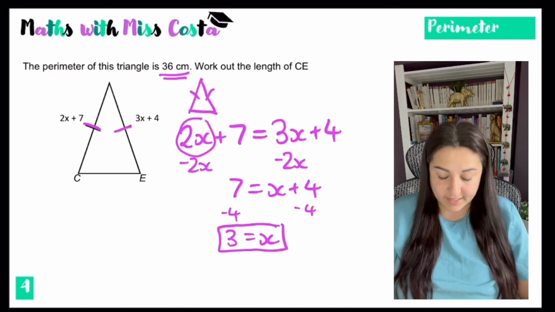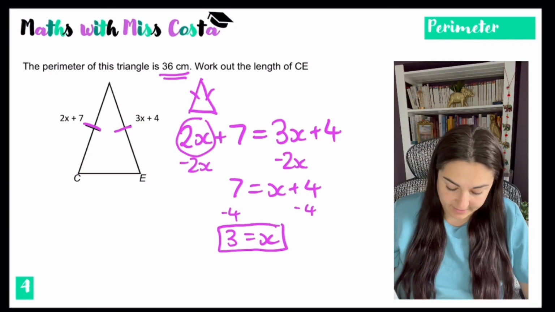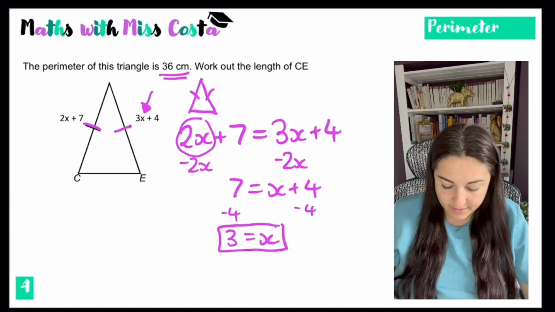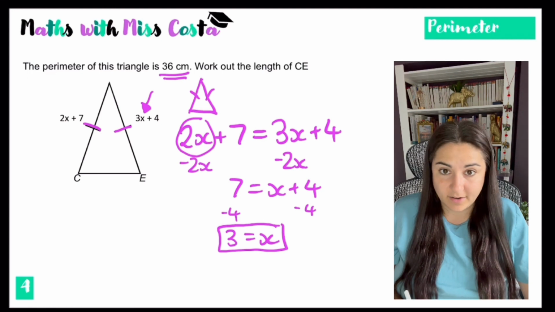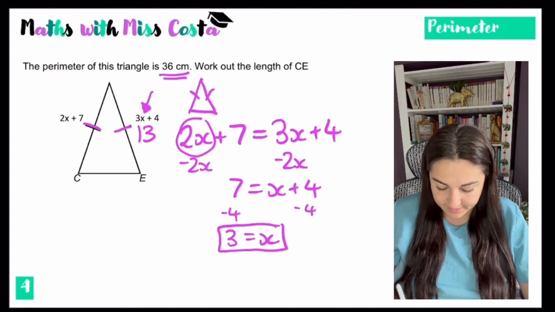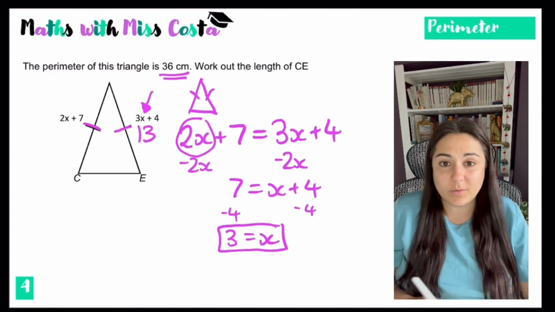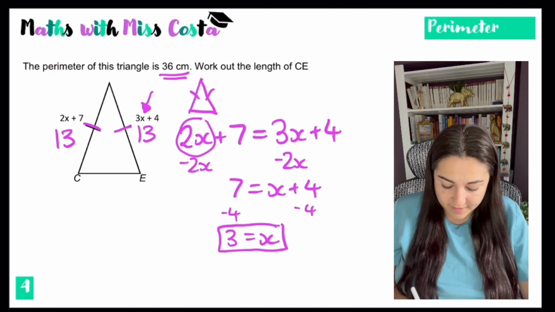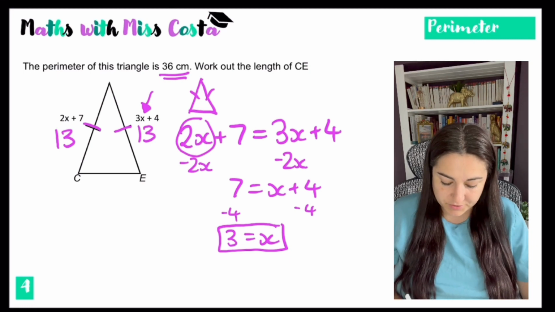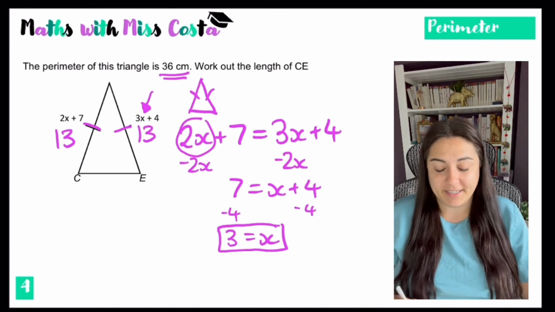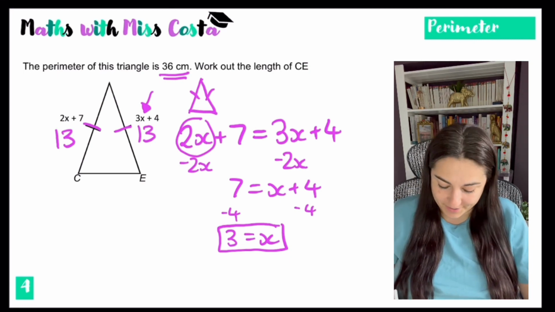Now, if x is 3, we can substitute it back into each equation. So if x is 3, 3 times x, 3 times 3 would be 9. 9 plus 4 is 13. So this side would be 13. Now, they're equal sides, so this side here should be 13 as well if I've done the calculations correctly. So let's try it. 2 times 3 is 6. 6 plus 7 is 13. So hooray, I've done that right.